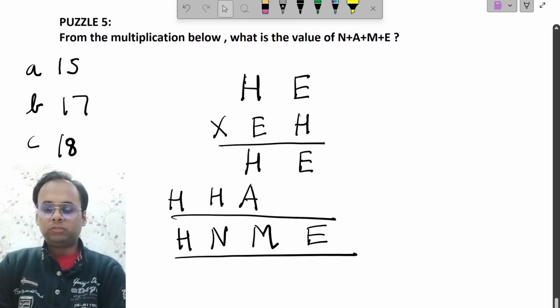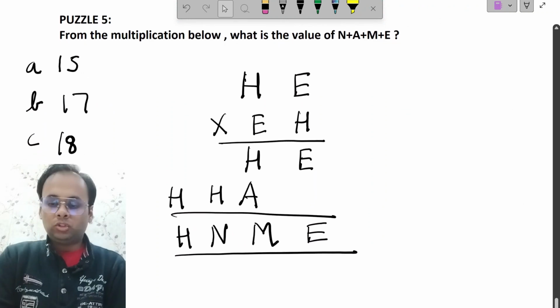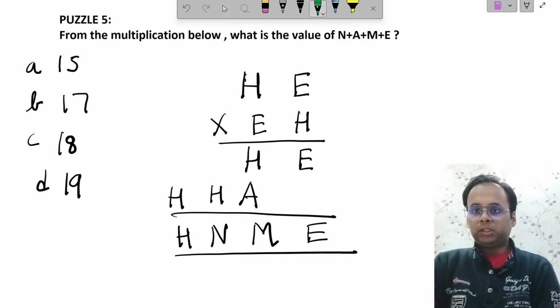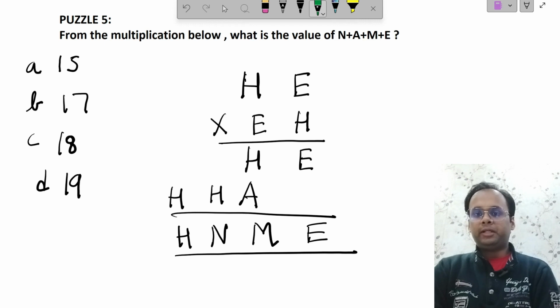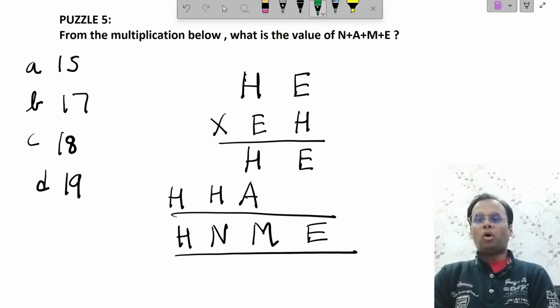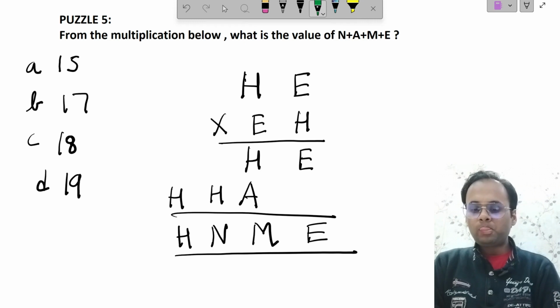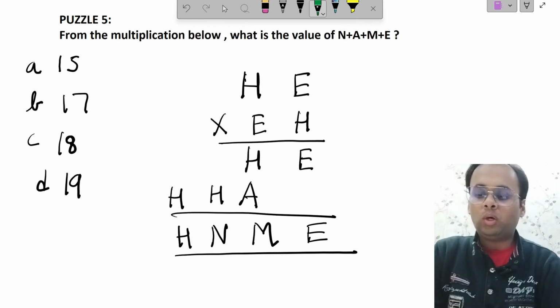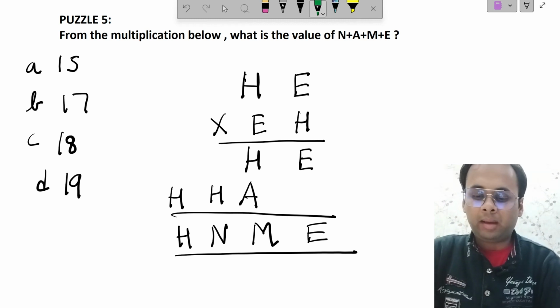Next we have the final question, which is puzzle 5. This is the most common and the most famous puzzle which often comes in eLitmus, and it has been coming for almost a decade, which is the cryptarithmetic multiplication. You can also find the link on how to solve it and the golden rules of solving such cryptarithmetic problems in the description link below. So let us see what we can do here. It says that from the multiplication below, what is the value of N plus A plus M plus E?